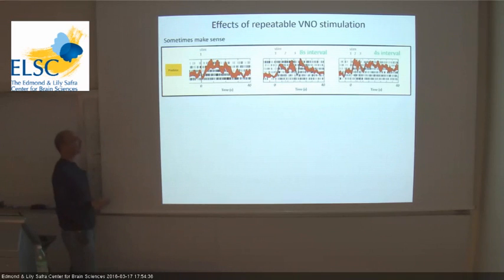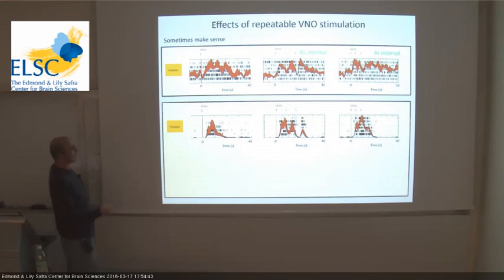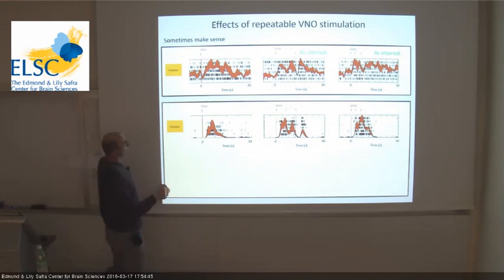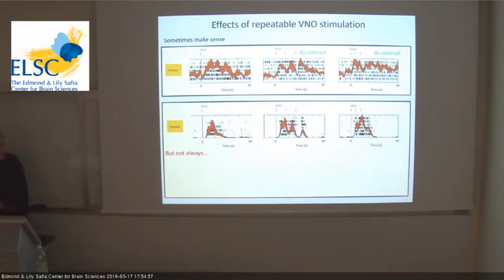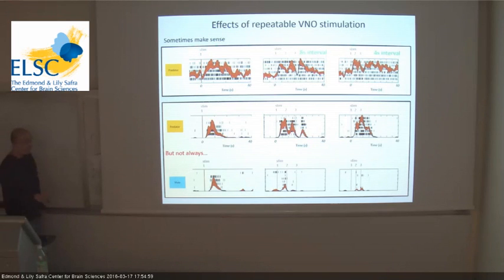And you see something that kind of makes sense. The response seems to add up as you have more stimulations. Here is another example, a nicer example, I think, where you have the predator urine, and then we stimulate 3 times at different intervals, and again you can see something that looks like some kind of a combination of these responses. But this is a response of the same neuron to a male stimulus.